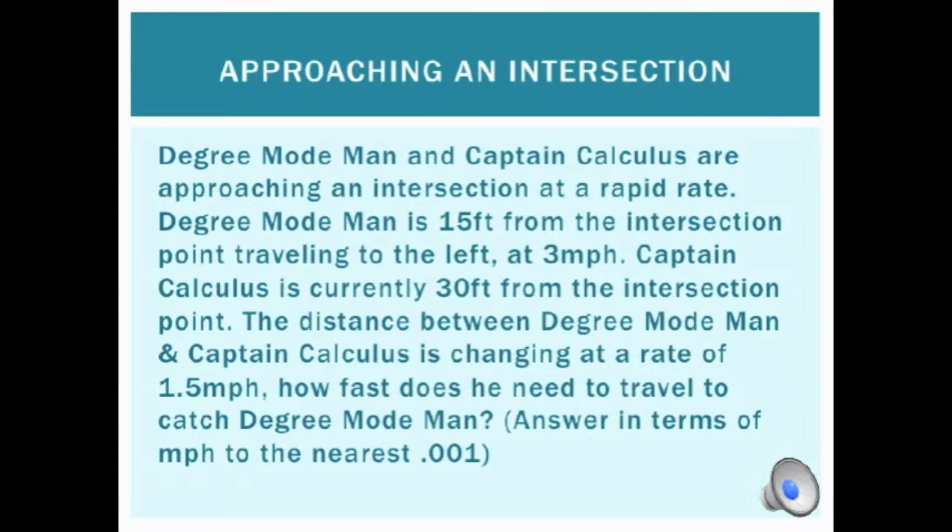Degree Mode Man and Captain Calculus are approaching an intersection at a rapid rate. Degree Mode Man is 15 feet from the intersection point, traveling to the left at 3 miles per hour. Captain Calculus is currently 30 feet from the intersection point. The distance between Degree Mode Man and Captain Calculus is changing at a rate of 1.5 miles per hour. How fast does he need to travel to catch Degree Mode Man?